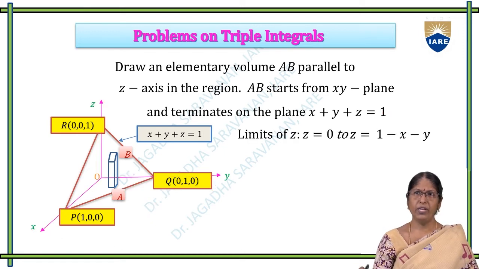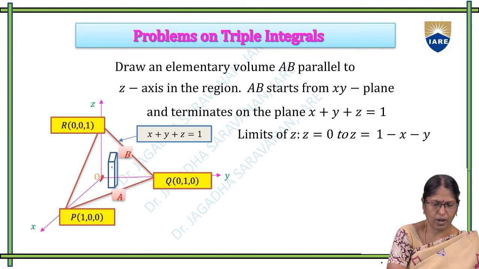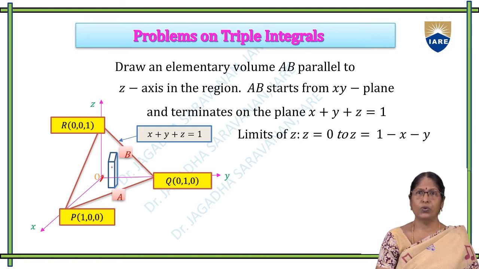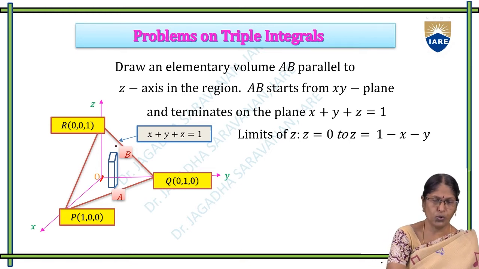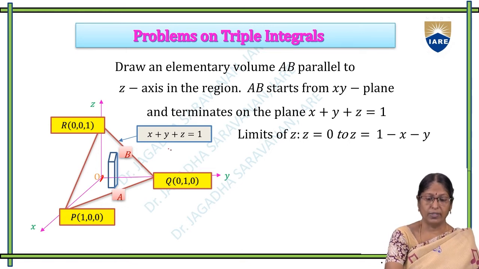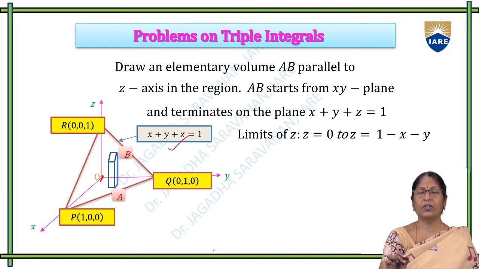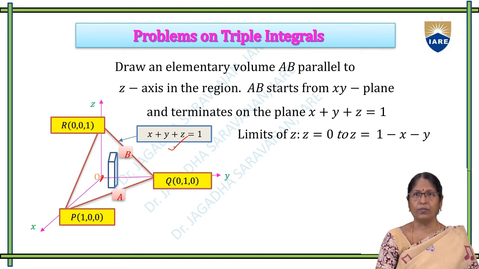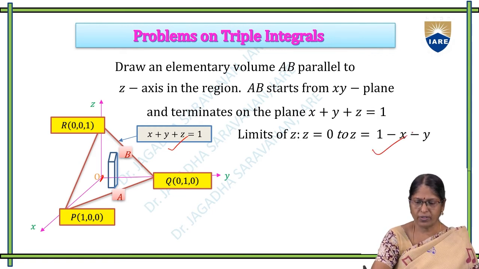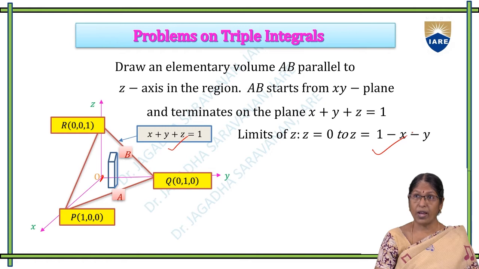Now, the limits of z, from where to where? Here is our origin, 0, 0, 0. We are in 3 dimension. From 0 to, from this equation we can extract what is our z. So we obtained 1 minus x minus y.